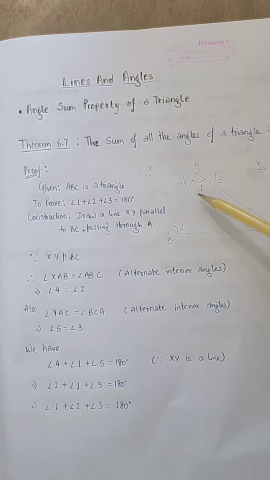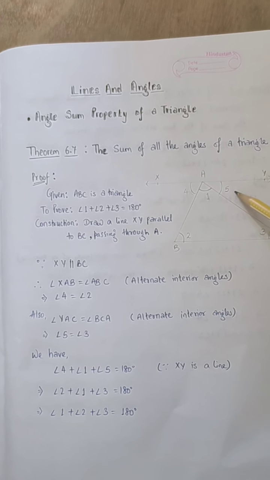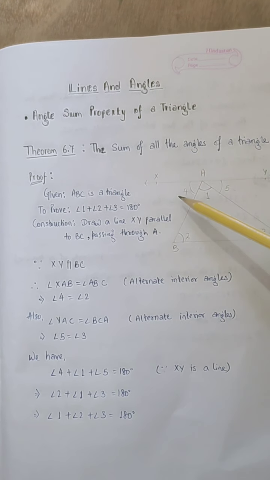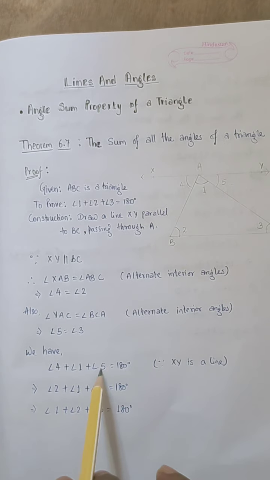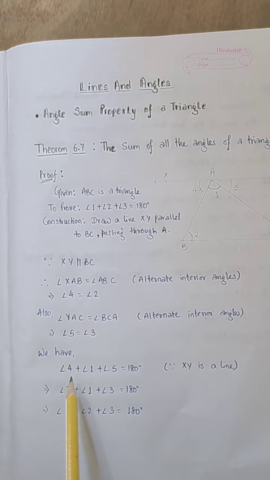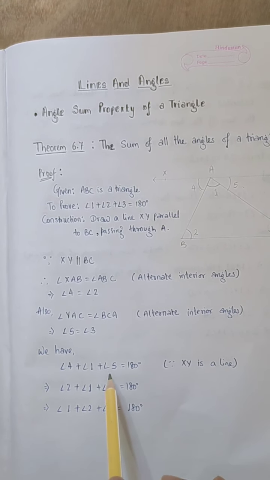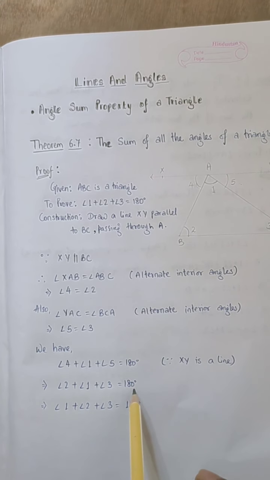Now angle 4 plus angle 1 plus angle 5. If we add these three angles, what will we get? 180 degrees, because XY is a straight line. Now in the place of 4 we can write 2, we have proved that just now, and in the place of angle 5 we can write angle 3. So we get angle 2 plus angle 1 plus angle 3 is equal to 180.